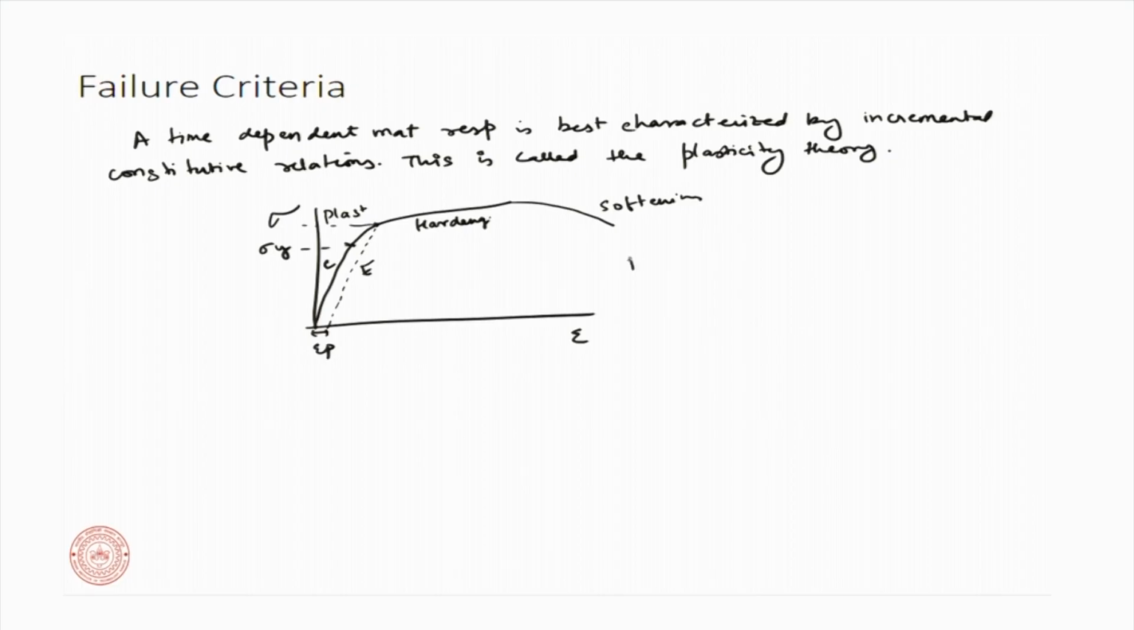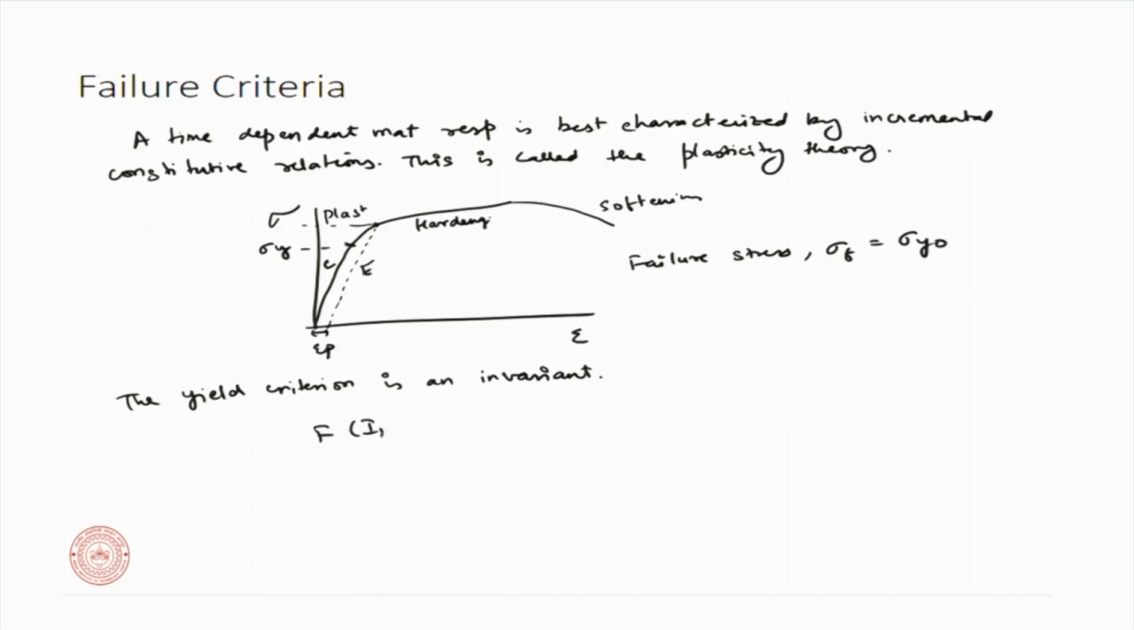The failure stress, sigma f, is typically taken as the yield stress of the material, and there are different stress criteria that you can use for this application, right. So, the yield criteria or the yield stress is an invariant, and how is that invariant determined?